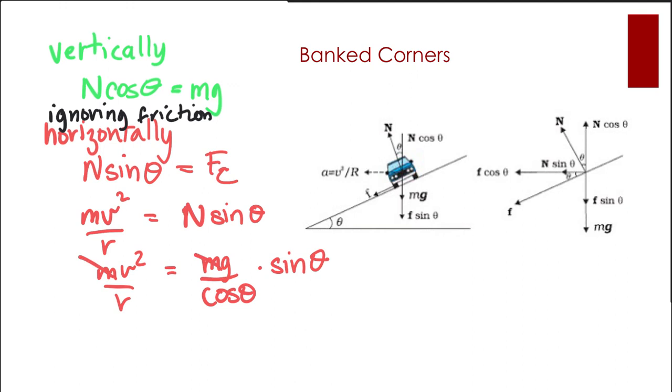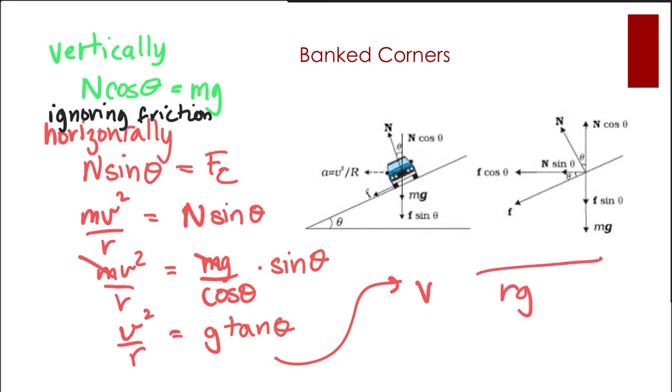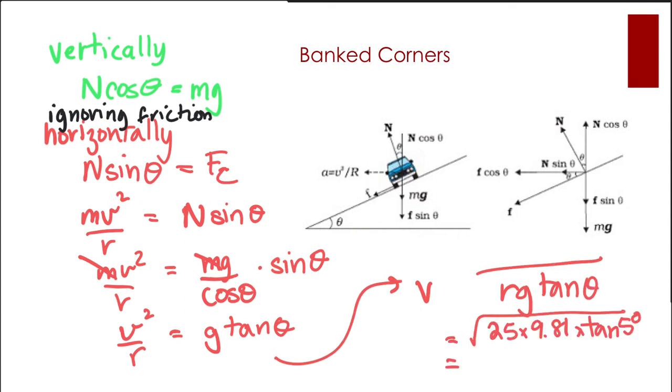And if you remember the trigonometric ratio, sine theta over cos theta, well, that's the same as tan theta. And on the left, I have v squared over r. If I'm going to rearrange that, I'm going to get v equals the root of r g tan theta. And putting that into my calculator, I'm going to get 4.6 meters per second, or 17 kilometers per hour.